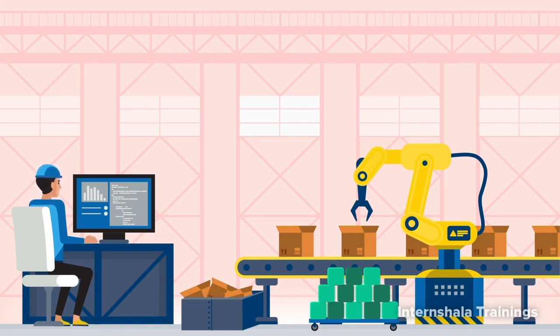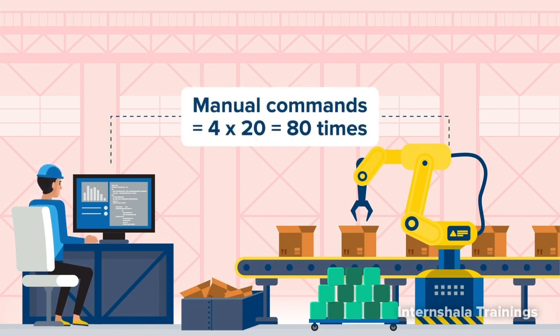This means that the controller has to give commands 20 into 4, that is 80 times manually, to the robot to place all the products in all the cartons. This is going to be a tiring process. Obviously not for the robot because it runs on batteries.